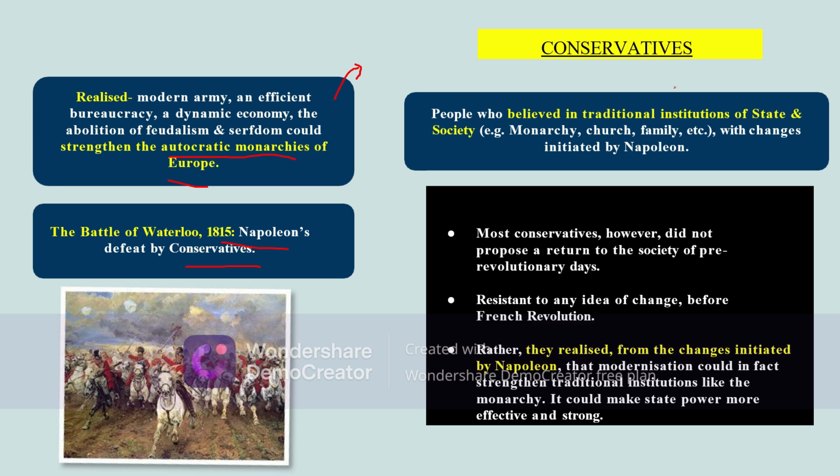They were resistant to any idea of change before French Revolution. They were completely against going back to the ideas or regimes before French Revolution. Rather, they realized from the changes initiated by Napoleon that modernization could in fact strengthen traditional institutions like the monarchy. It could make state power more effective and strong. So what they thought was few reforms brought by Napoleon would strengthen the conservative regime.